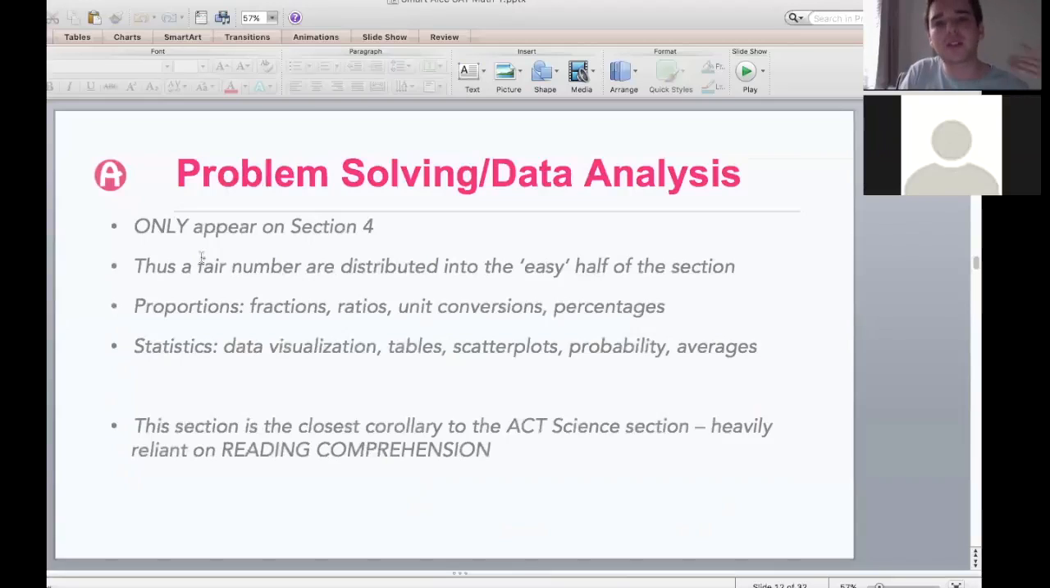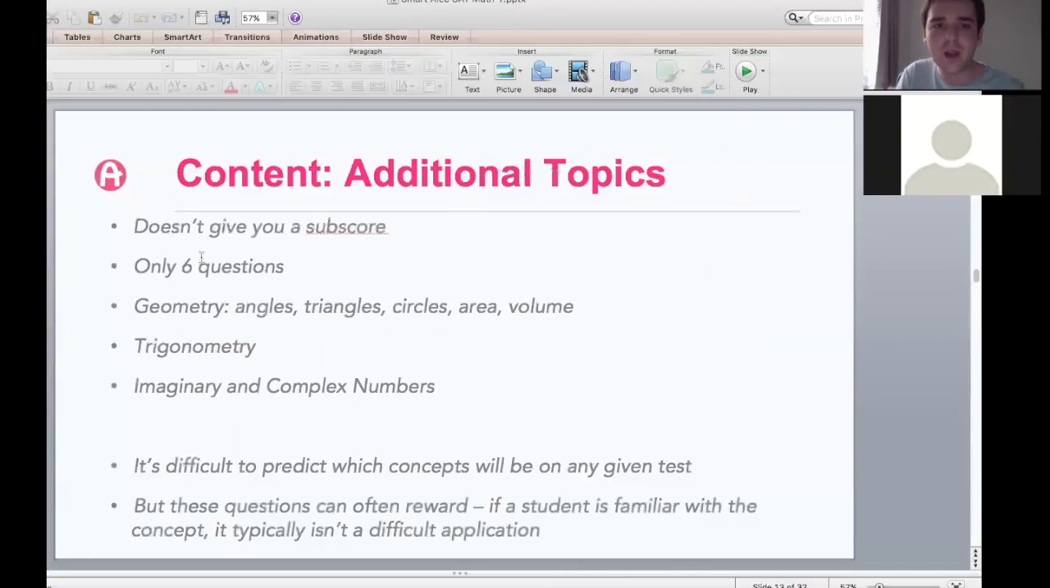And because of this reading comprehension, this is the closest analogy to the ACT science section, where really these types of questions are often less about do you know how to do math and more do you understand how to translate the words into math.